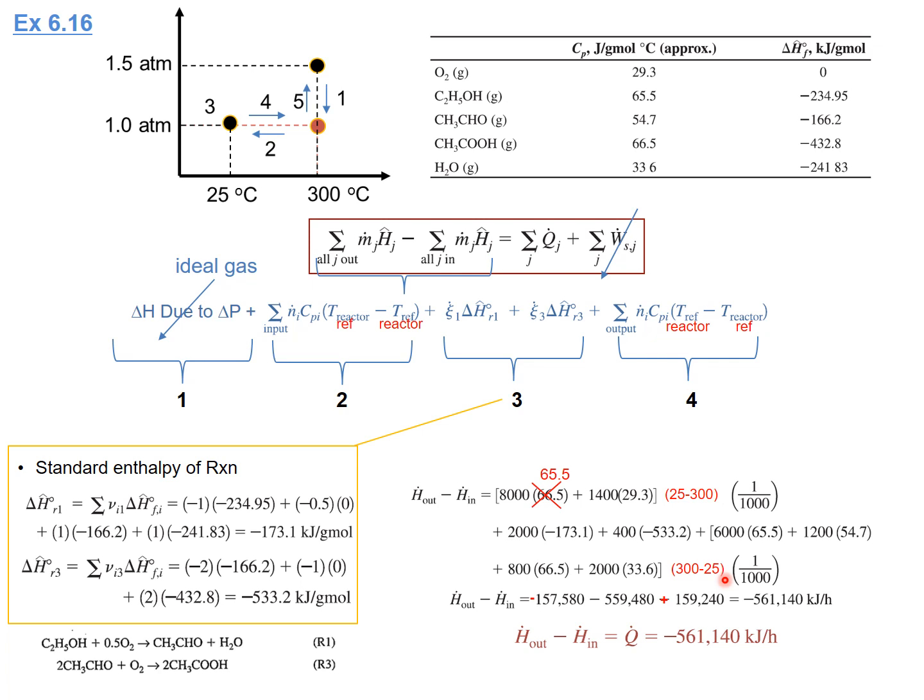Then we could calculate the difference of enthalpy between input and output, which is estimated at minus 561,140 kilojoule per hour. So the value is about minus 560, this value for the heat. Minus means we will extract the heat from the system. So we should cool down the process.